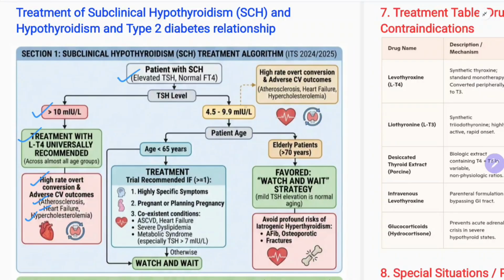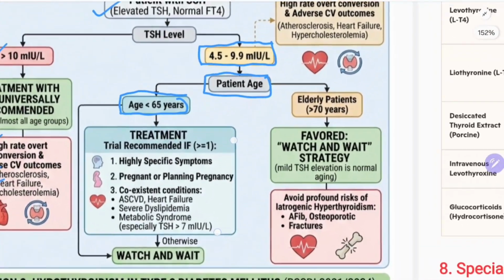Now one thing, if the TSH is elevated but it is not more than 10, it is less than 10, then you should check the age of the patient. If the age is less than 65 years and we'll go step by step, if the patient is less than 65 years, then a treatment trial is recommended if at least one condition is present among these 3 conditions.